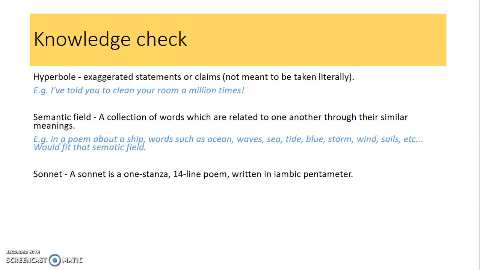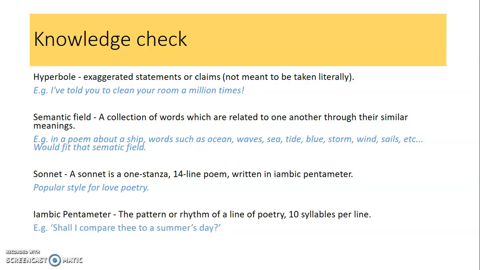Next one, a sonnet. So a sonnet is a 1-stanza, 14-line poem, and it is usually written in iambic pentameter. So this is a common style that is used in love poetry.